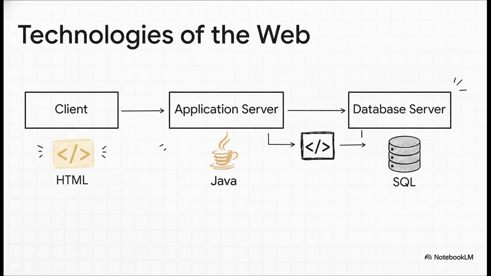This model also really helps us see how all those different technologies you hear about actually fit together. HTML, that's the language that builds the presentation layer, what you actually see in your browser. A server-side language like Java or Python is often handling the application logic. And SQL is pretty much the universal language that everyone uses to talk to the database. Each piece of tech has its own specialized job within the overall architecture.